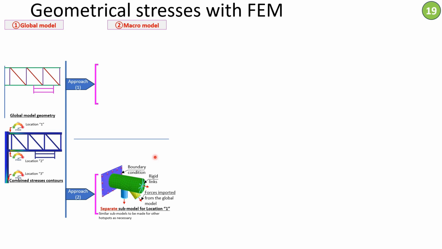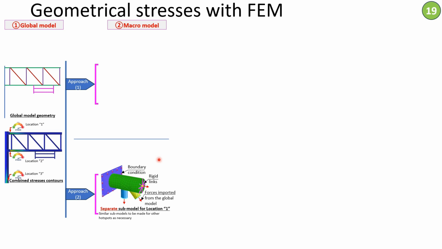And then you add a central point at the center of gravity of each element and link that point with the geometry of the element with rigid links. Now you are ready to apply forces imported from the global model into that separate submodel at this central point that's rigidly connected to the geometry of elements. You do that yourself. But actually, there is a better way to do this using approach 1.